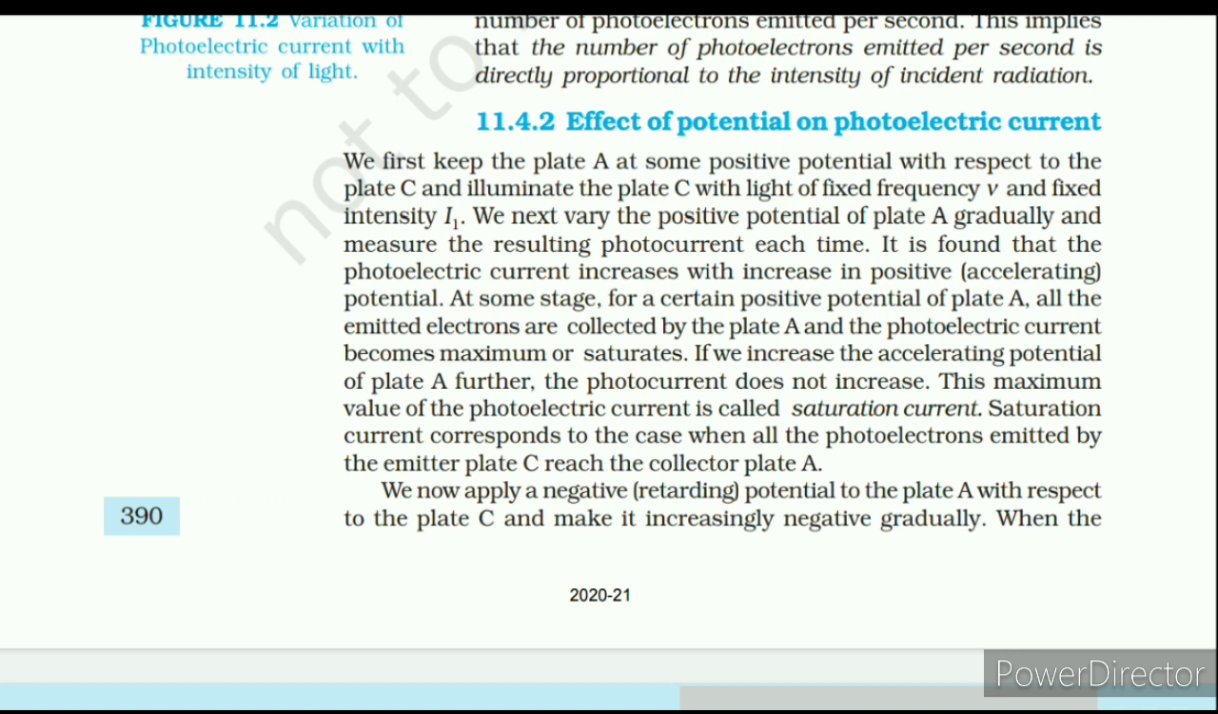We obtain different values of stopping potential, but the same value for the saturation current, for incident radiation of different frequencies. The energy of the emitted electron depends on the frequency of the incident radiation. The stopping potential is more negative for higher frequencies of incident radiation. Note from figure 11.4 that stopping potentials are in the order V03 is greater than V02 is greater than V01.